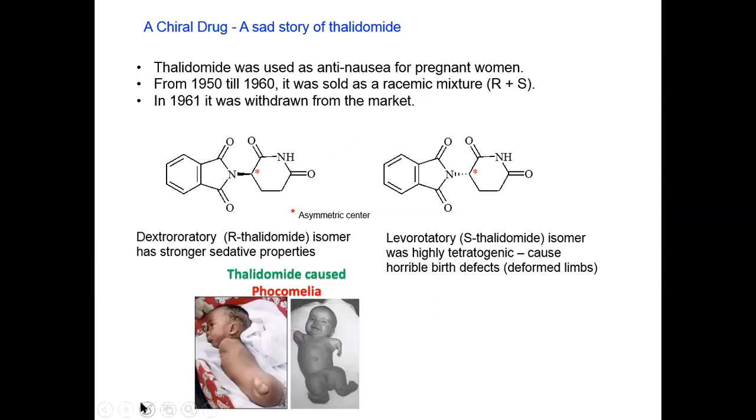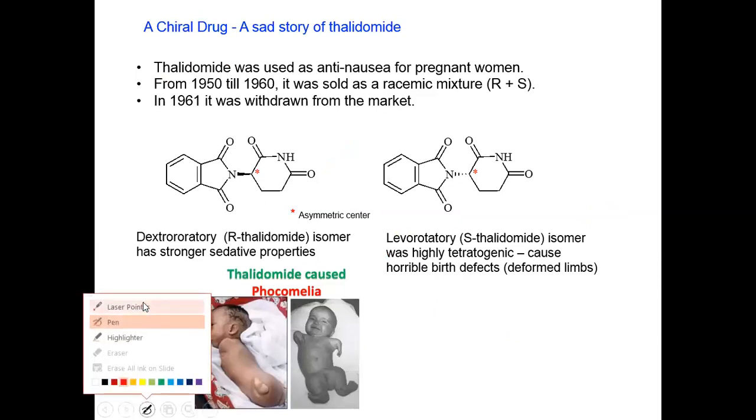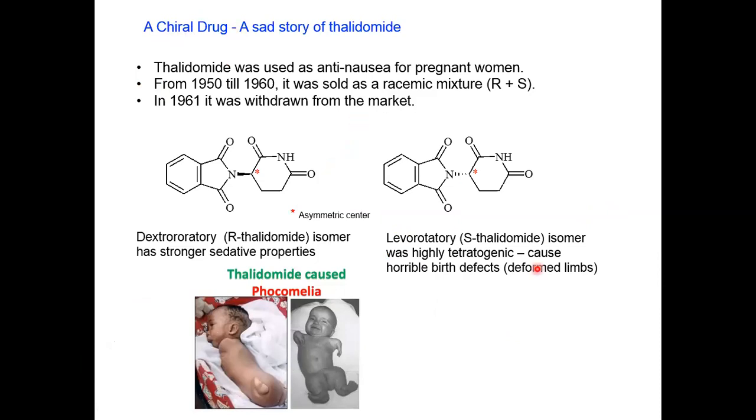Okay. Chiral drug. There's something about this chirality that affected lives previously. A chiral drug, a sad story of thalidomide. Thalidomide was used as an anti-nausea drug for pregnant women. From the 50s to 60s, it was sold as a racemic mixture. Racemic means it has both positions, R and S, two isomers in it, a mixture. In 61, it was withdrawn from the market due to this effect. So when they made the medicine, they made a mixture of both of these.